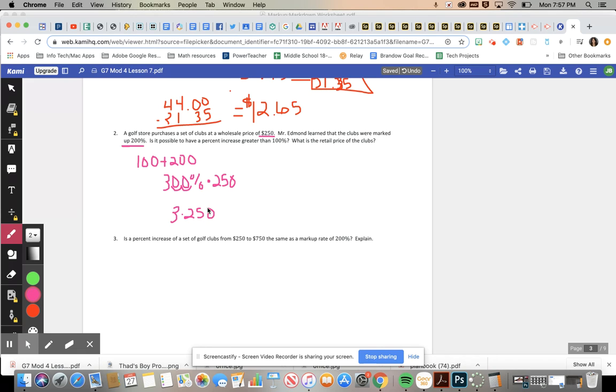So 2 times 250 is 500, plus another 250 is $750. Ooh. I don't know what clubs cost, but that seems like a lot to me. So the retail price is $750. And is it possible to have a percent increase greater than 100? Yes. They can have 400, 500% increase. That's up to them.